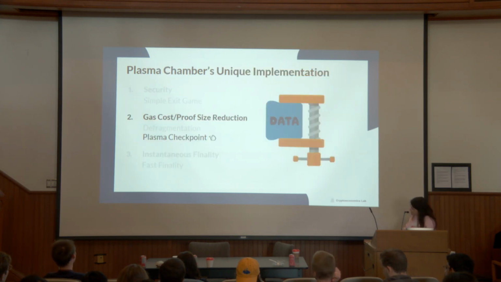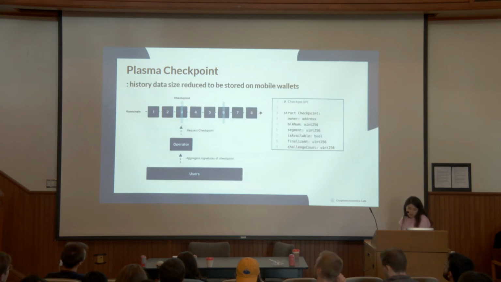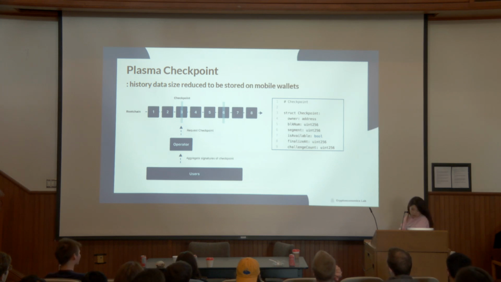And next is checkpointing for proof size reduction. Plasma checkpoint is implemented to reduce the coin history data size that each user has to hold on their wallet. By creating a checkpoint where everyone temporarily agrees that all the commits to the root chain before that checkpoint are finalized at regular intervals, the linearly growing transaction proof size can be reduced to some small constant. You might think, how is it even possible to trust all the commits by an operator without verifying them?